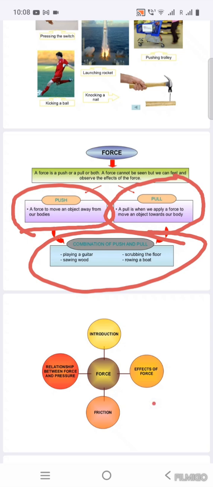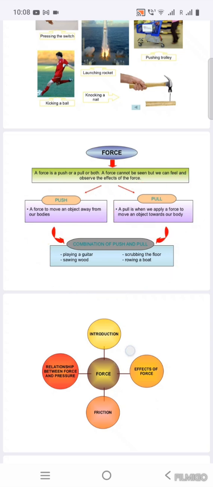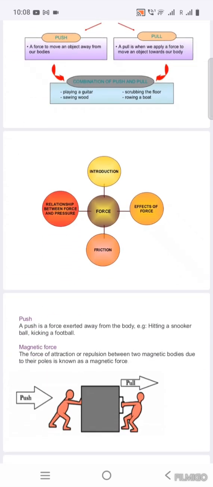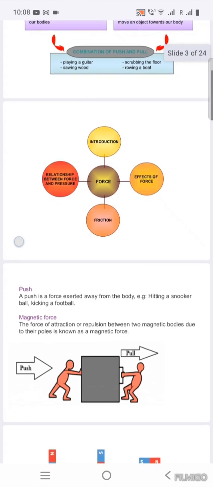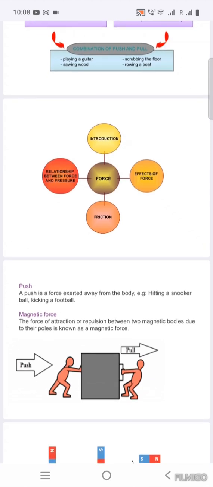Now the introduction of the force, effects of force. Friction is again a type of force, known as friction force. When we are pushing or pulling an object on a rough surface, then friction force comes into play, and it always opposes the relative motion between the objects.